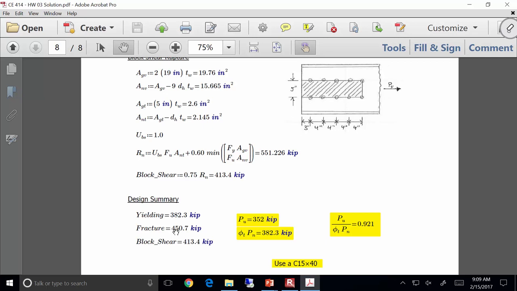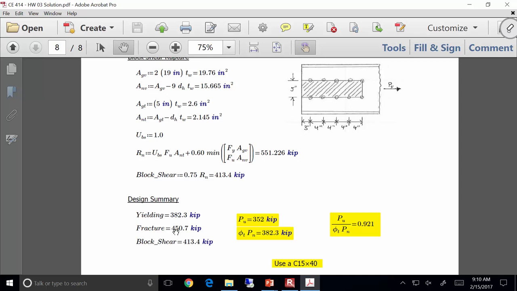Remember, when you do efficiency, you're calculating your load over resistance, but your resistance is the governing resistance. And if you look at yielding, fracture, and block shear, looking at these values, which one governs the design? It's yielding. Yielding's the one that has the lower resistance. So if you take your factored load and divide by that, that's what's going to happen first, and there's an efficiency of 92%. Okay? Does that make sense? That's the point I really want to get across.